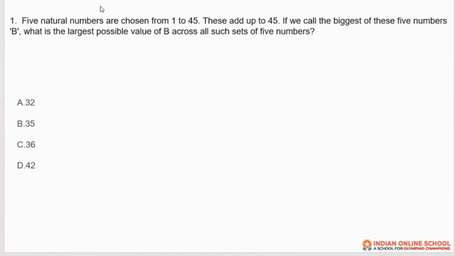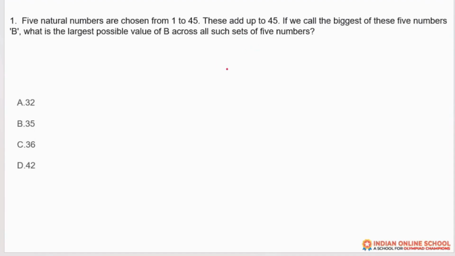Okay, so the first question: 5 natural numbers are chosen from 1 to 45. These add up to 45. If we call the biggest of these 5 numbers, say B, what is the largest possible value of B across all such sets of 5 numbers?